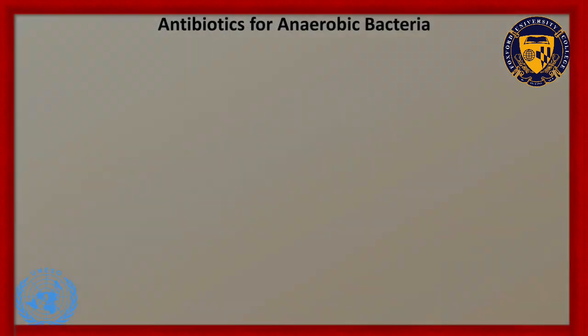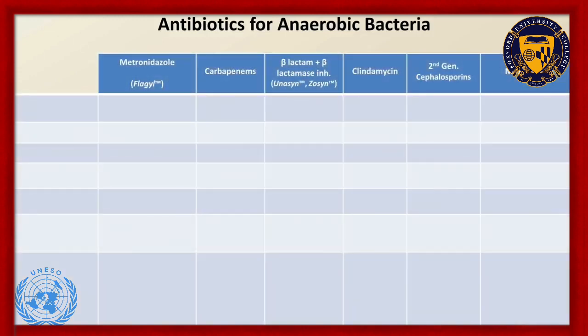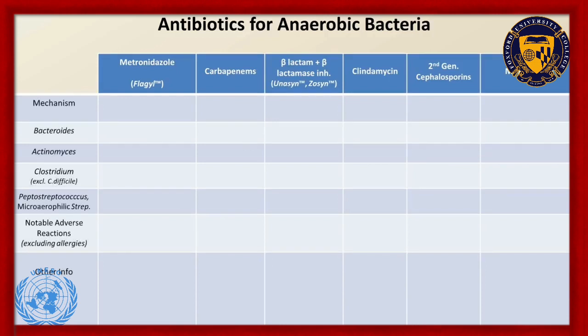So what are the options for antibiotics in these infections? There are essentially just 6. As with lectures 4 and 5, as well as the upcoming lecture 7, this chart will review the mechanism, spectrum of activity, notable adverse reactions excluding allergies, and some other info for each category of antibiotic. I've chosen Bacteroides, Actinomyces, non-difficile Clostridium, and the closely related Peptostreptococcus and microaerophilic strep as 4 representatives of anaerobic bacteria.